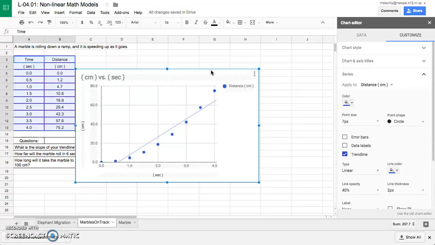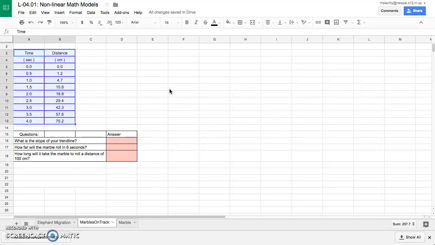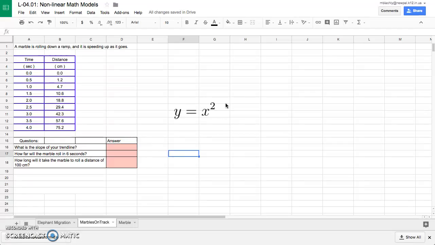And so when we graph the data, if it's not a straight line, we've got to do a little bit more work. This is called a non-linear math model. Linear means straight line. This is not a straight line, so it's going to take us a little more work. So I'm going to go ahead and delete this graph. And if we think it looks like a parabola, then parabolas have an equation that looks like y equals x squared.